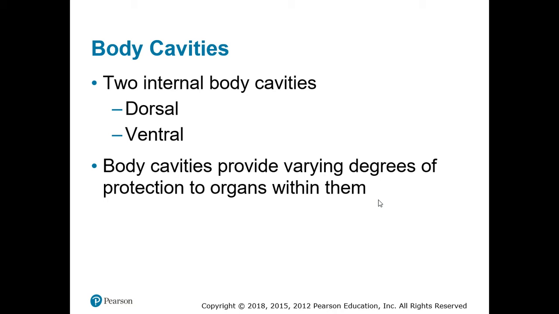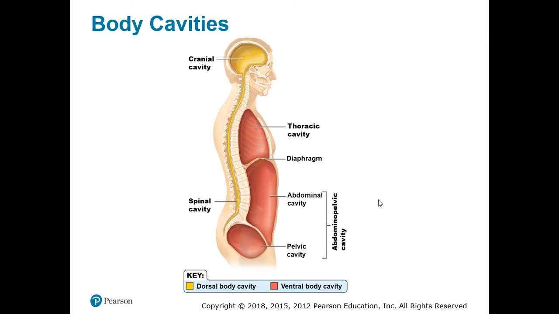Now let's talk about body cavities. There are two internal body cavities, and we have dorsal and ventral. Body cavities provide different degrees of protection to organs within them because typically they're going to be surrounded and covered by bone or muscles. Here's a picture that's located in your textbook to kind of show you the two different varying types.